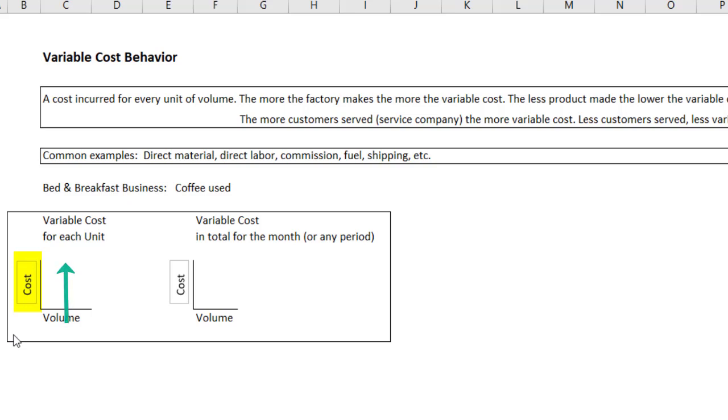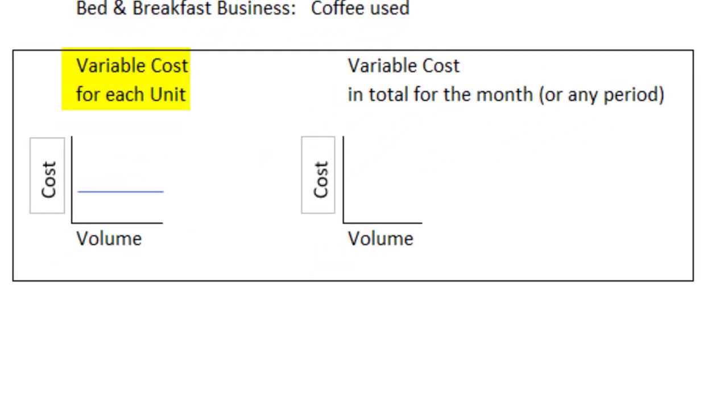First, let's look at a variable cost for each unit. So what this means is the variable cost for each guest we have. So let's say the coffee costs us $1 to brew the coffee and put it in a to-go cup for the customer. Notice how the cost stays flat, because for every customer it only costs $1. No matter how many customers you have, for each person we only spend $1. That's why it's a flat line.